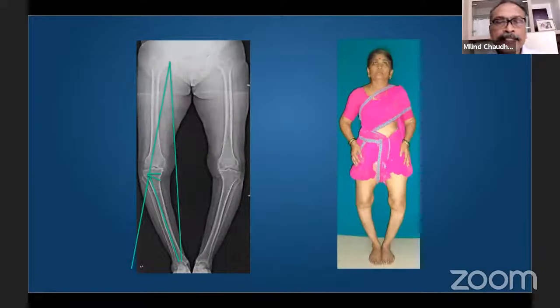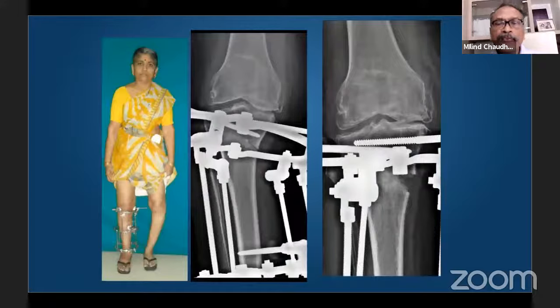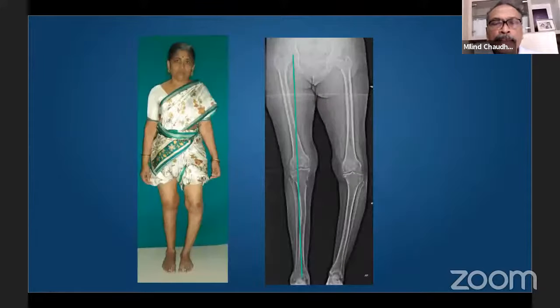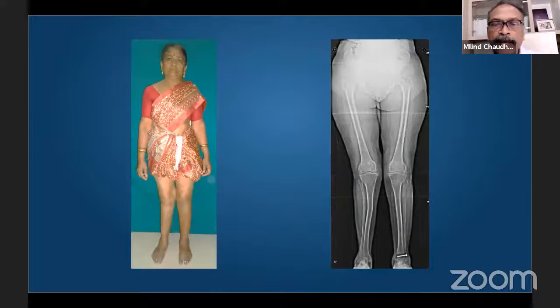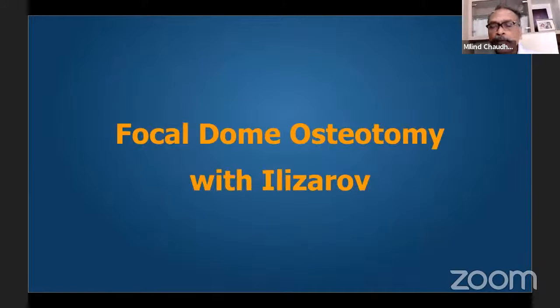Another lady, she's 60, she has bilateral severe varus deformities. And this diagram on the left shows that if I were to perform a medial opening wedge, I would have to create a really large wedge acutely. So it's better done gradually. And again, this was done with the Elizarov fixator very nicely. When it's pain-free, the Elizarov fixator is very comfortable. Correction on one side, correction on the other side. And here she is 12 years down the line, very comfortable and free from pain.